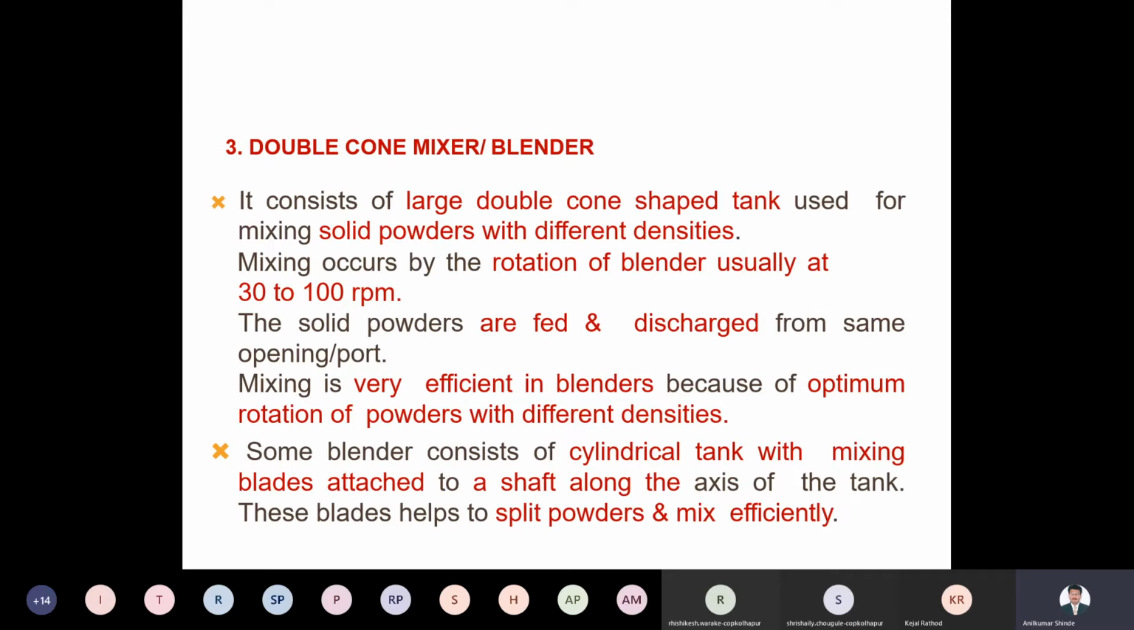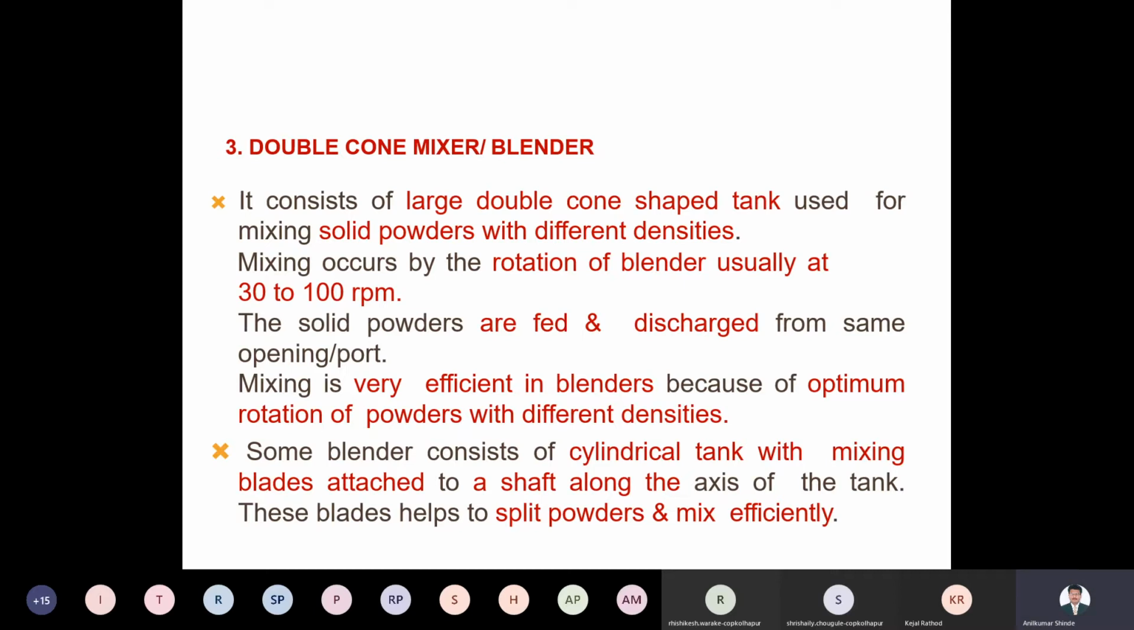The solid powders are fed and discharged from the same opening or port, right? There is no separate port, so you put the material into one vent and discharge it from the same vent. There are not two vents. So this is a double cone. Mixing is very efficient blending, because with the optimum rotation, materials with different densities can be mixed perfectly.